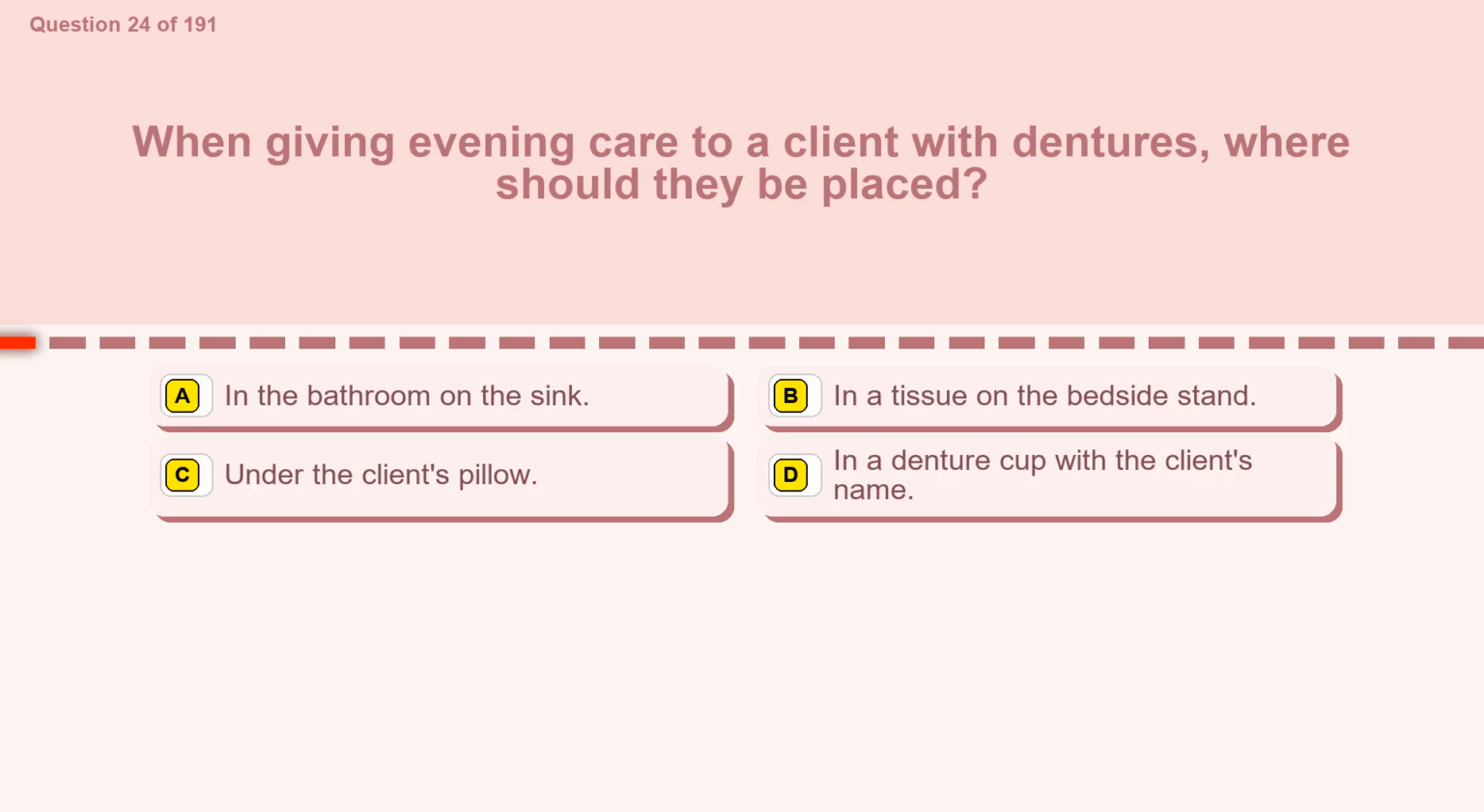Question 24. When giving evening care to a client with dentures, where should they be placed? Option A. In the bathroom on the sink. Option B. In a tissue on the bedside stand. Option C. Under the client's pillow. Option D. In a denture cup with the client's name.